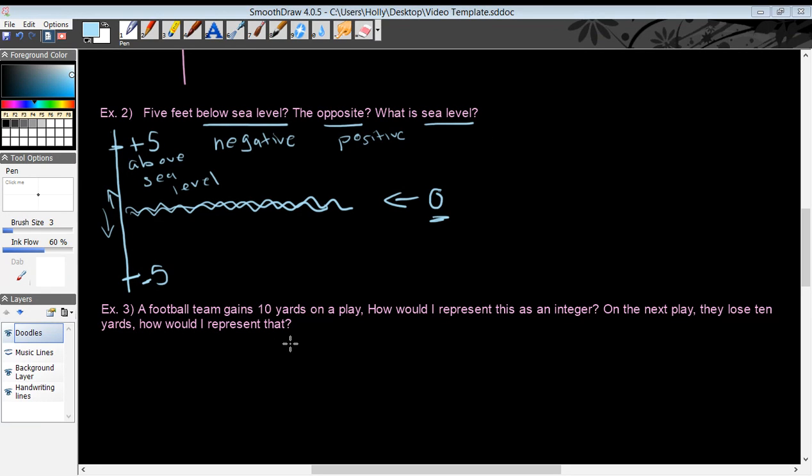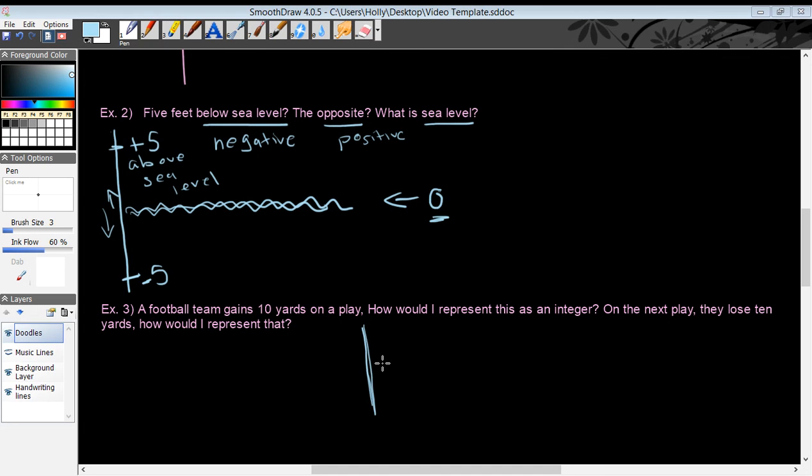Okay, we're going to look at one more example here. It says a football team gains 10 yards on a play. How would I represent this as an integer? On the next play, they lose 10 yards. How would I represent that? Again, you don't have to write this, but I do want you to draw my diagram. Okay, so I've got a football team and they're lining up. Let's say they're lining up on this line. In football, this is called the line of scrimmage. I tell you that not because I think you need to know about sports, but sometimes you hear real life examples like that in math class, and you need to know what they're talking about.